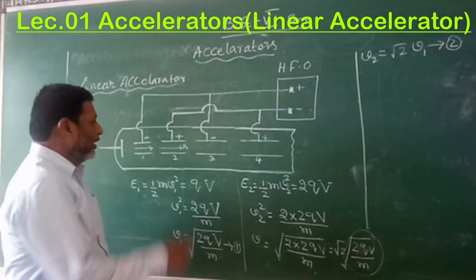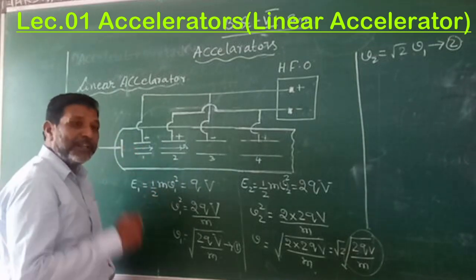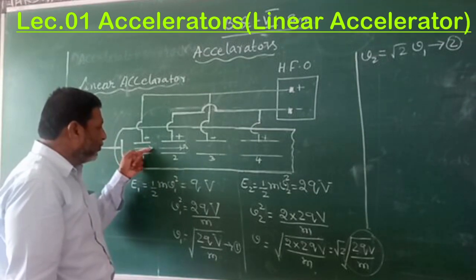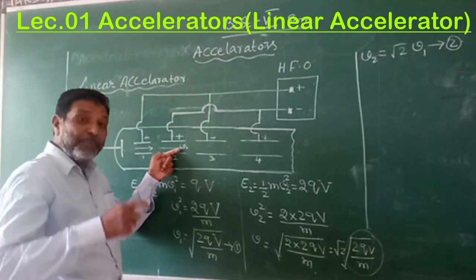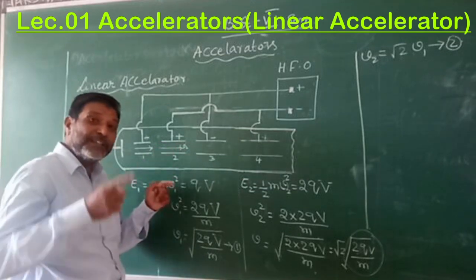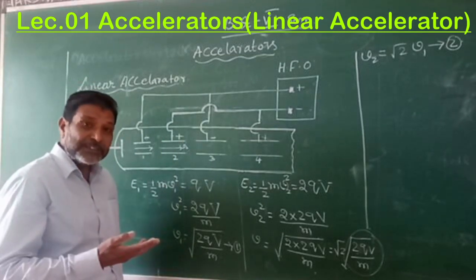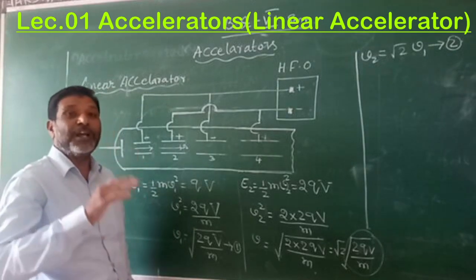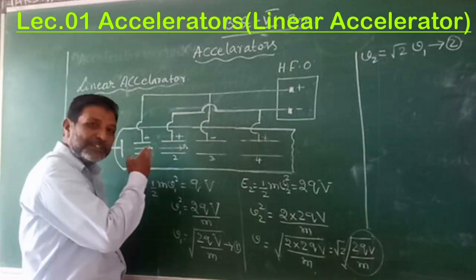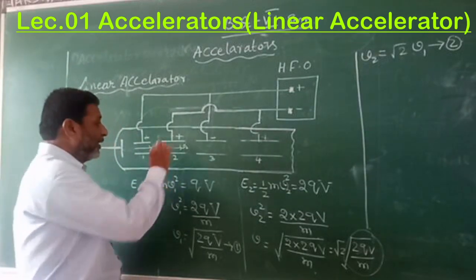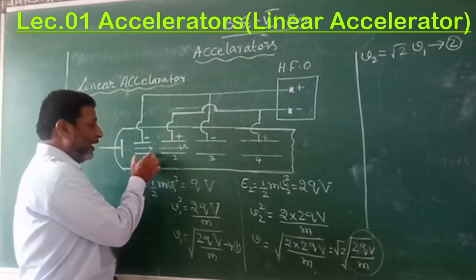Then you are observing that the length of the second tube is more than the length of the first one. Why? You are already clear that when the electron enters from the first cylinder to the second cylinder, its velocity increases. As the velocity increases, to maintain the same time, it has to travel more distance. So the length of the second tube is more than the length of the first one.